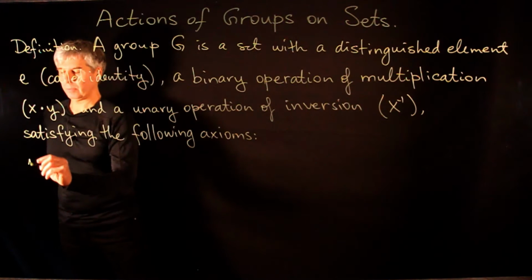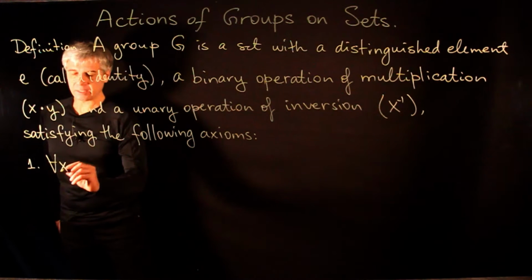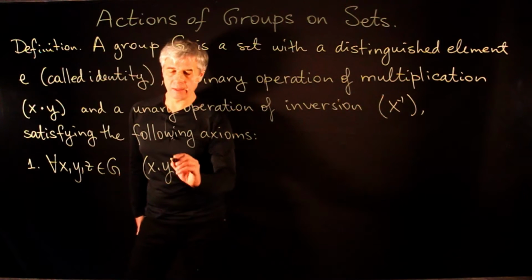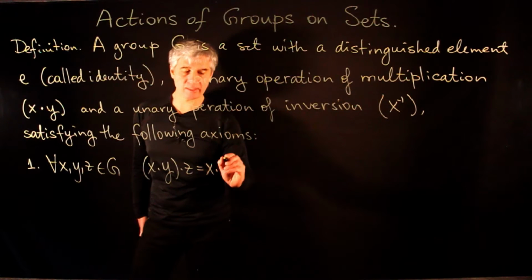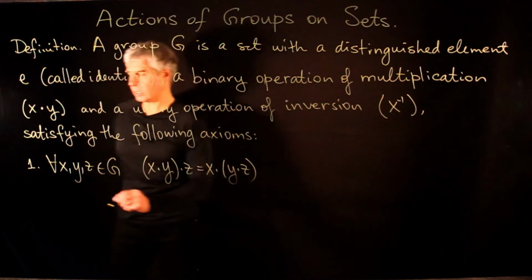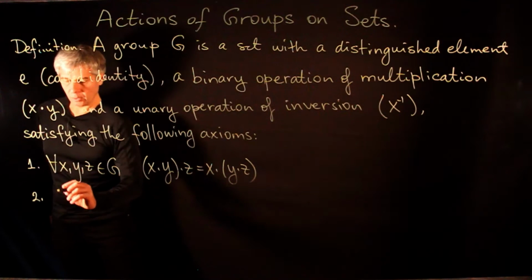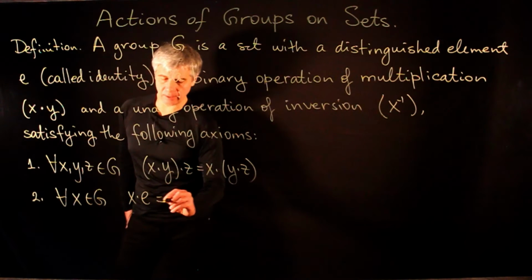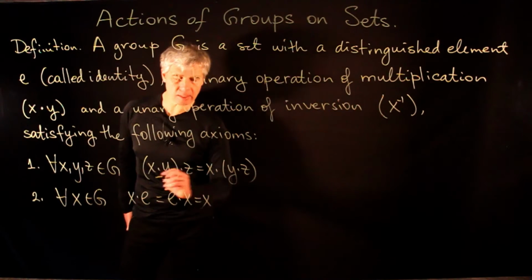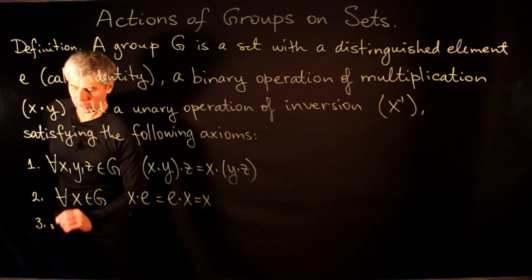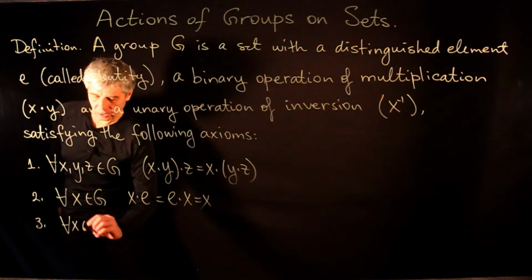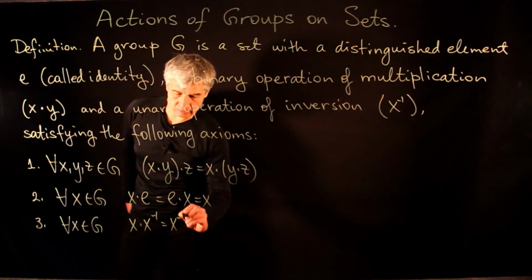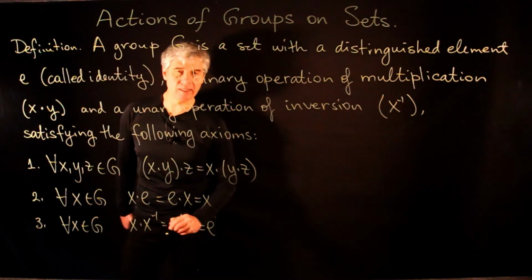So 1. For all x, y, and z in the group, (x times y) times z is equal to x times (y times z). So this is the associative law. 2. For all x in G, x times identity and identity times x is equal to x. So this is the axiom of identity. And 3. For all x in G, x times x inverse and x inverse times x is equal to identity.